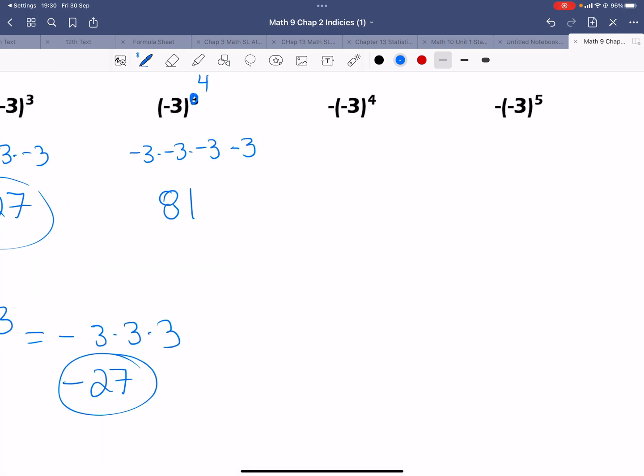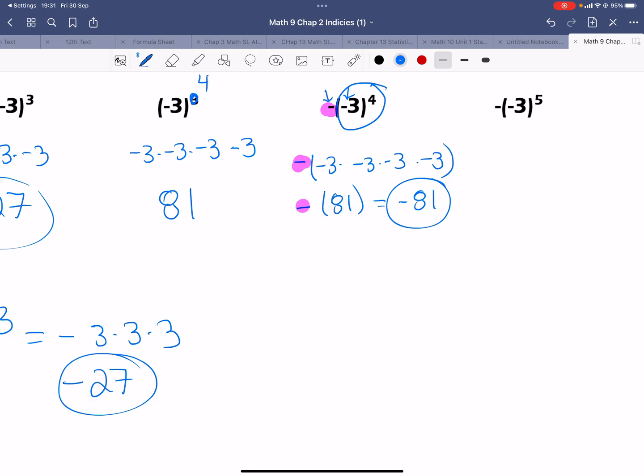Okay, now this next one, you have a negative on the outside and you have a negative on the inside. So because this is negative 3 times negative 3 times negative 3 times negative 3, this gets us positive 81. But that negative is still there. So our answer is negative 81.